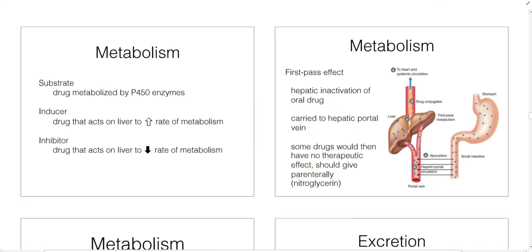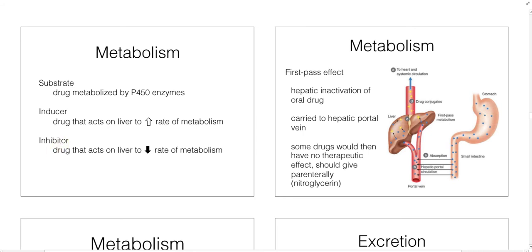The substrate is the actual drug that is metabolized by the P450 system. Inducers are any drugs that act on the liver to increase the rate of metabolism of those drugs. So if a drug given to a person induces metabolism of warfarin, then that drug is going to cause the enzymes in the liver that break down warfarin to act that much faster, making it so that you have to give more warfarin to ensure that warfarin stays in the range that we want it to stay in.